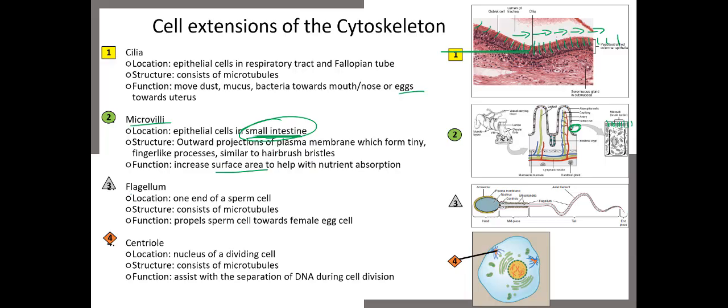The third type of cell extension is the flagellum or flagella, found at one end of the sperm cell. You see this is the flagellum, and it's a tail. It consists of microtubules, and when it is moving, it helps move the sperm cell towards the female egg cell, right? And then the last cell extension is the centriole, which is found in the nucleus of a dividing cell. The centriole helps with the separation of DNA during cell division.